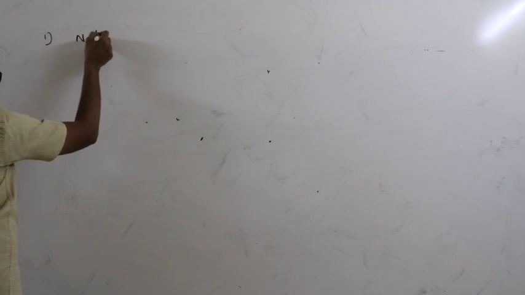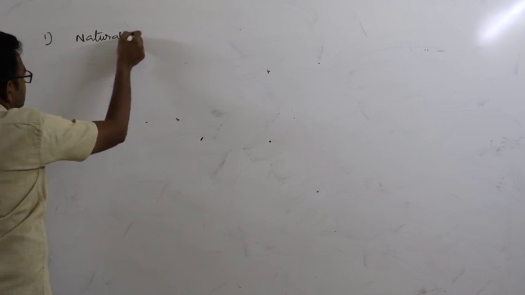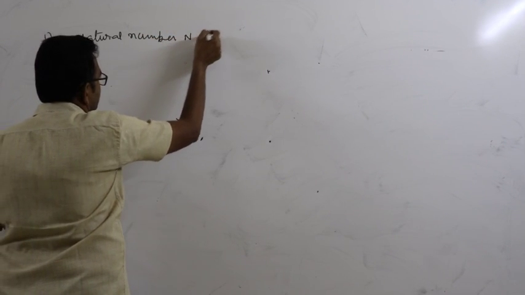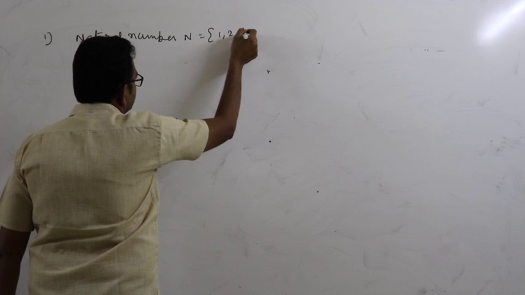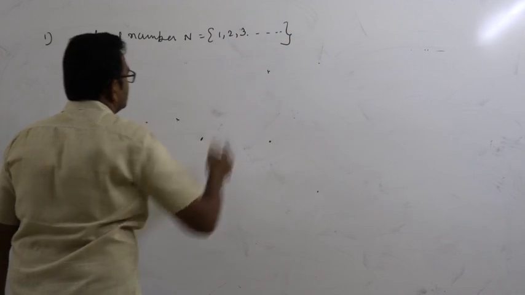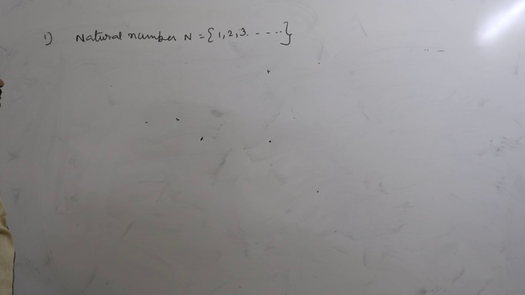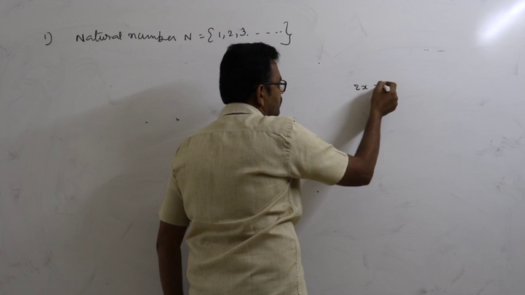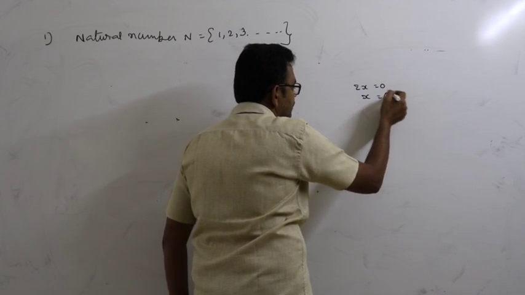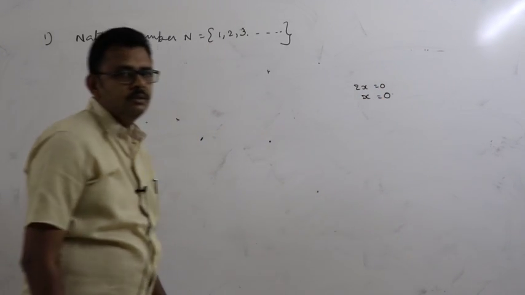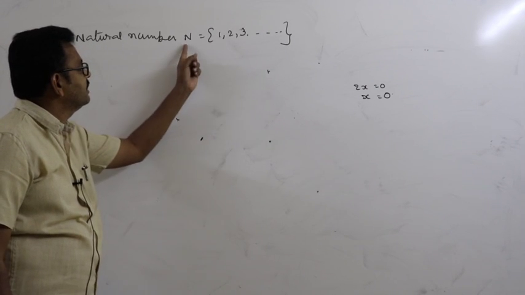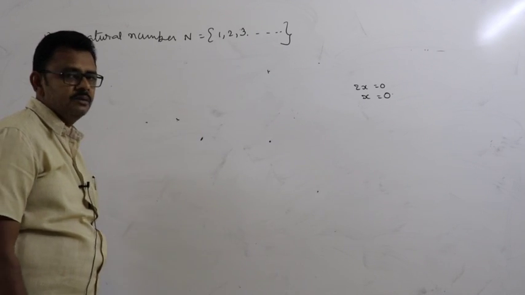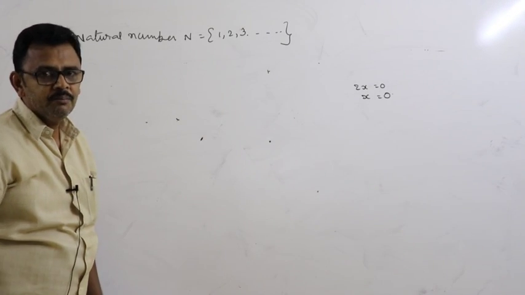Set of all natural numbers. That is denoted by N. Natural numbers means 1, 2, 3 and so on. For example, 2x is equal to 0. What is x equal to? 0 by 2 is 0. x is 0. So there is no solution in the set of all natural numbers. There is no 0 in natural numbers. So the extension of numbers.